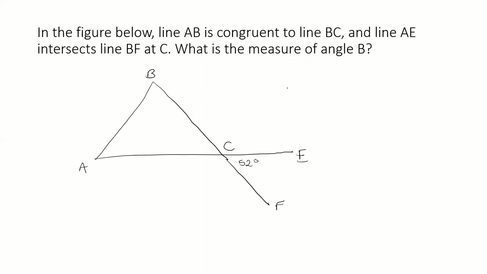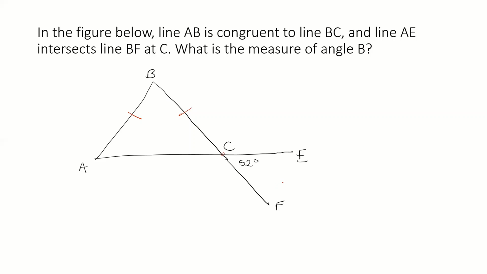All right, here we have a pretty simple geometry question. In the figure below, line AB is congruent with line BC. So what that means is that they're the same length. So here AB and BC are the same length. And line AE intersects with line BC at C. So this is point C. AE intersects with line BF.